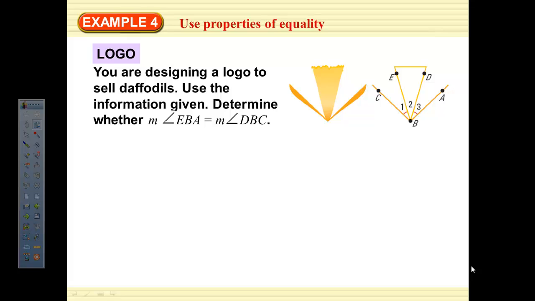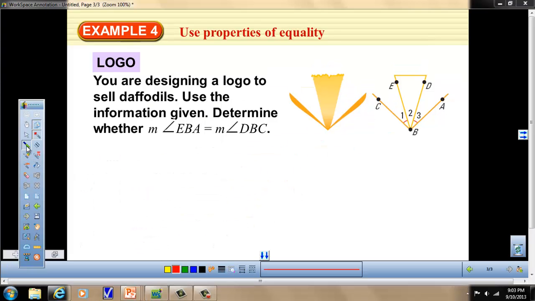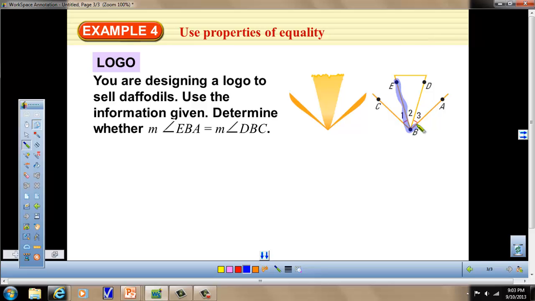Now we're going to look at some proofs that you're going to see more of in the next section, but just give you an introduction to proofs involving angles and ones involving segments as well. For this, we have this logo here, and it's used to sell daffodils. We want to prove that angle EBA, which is this angle right here, is congruent to angle DBC, which is this one right here.